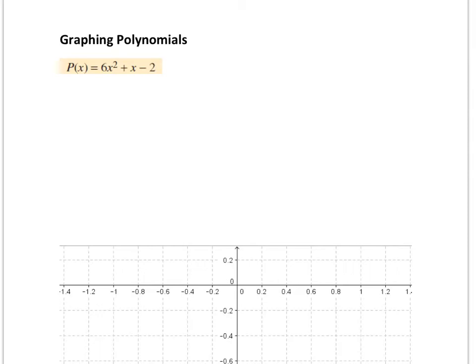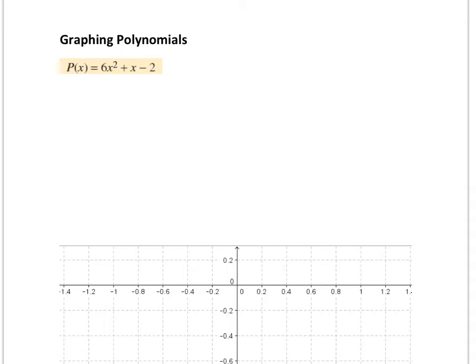So the first one we're going to be doing is p of x is equal to 6x squared plus x minus 2. Now the fact that it says p of x is exactly the same as if it had said y is equal to. It's just the polynomial x. Alright, so the first thing that we need to do when looking at a problem like this is we need to factorise. Now, for those guys who don't know how to factorise, you might need to go back and look at your textbook because it's very important here.